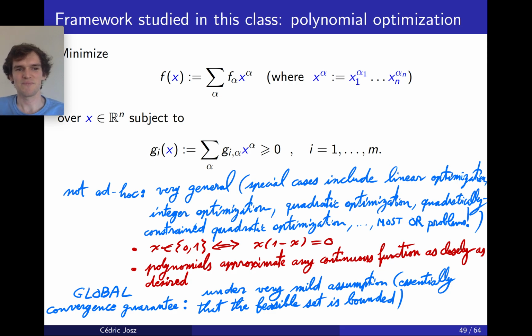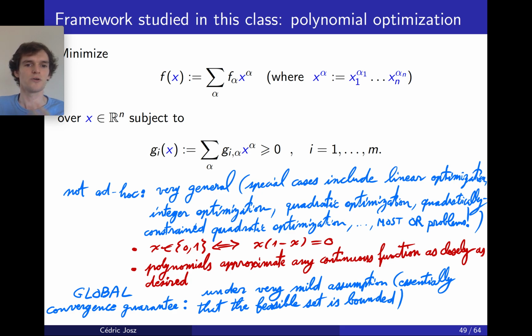So now I'd like to get a little bit more hands-on with the actual framework that we're looking at. So we're trying to minimize polynomials, as I said. A polynomial in the multivariate case is the sum of a coefficient times a monomial. And a monomial, like x to the power alpha, is basically just x1 to the power alpha 1, which is an integer, like 1, 2, 3, it could be 0 too, all the way to xn to the power alpha n. And this is subject to polynomial inequalities.